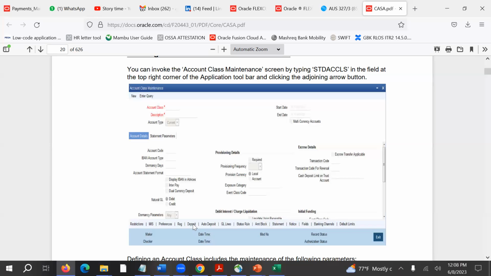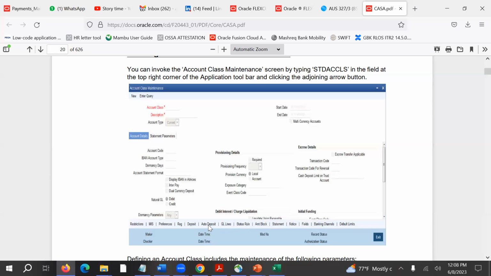However, most of the features are customizable at the account level. Some features are not allowed to be customized, like the minimum amount. It is not possible to customize it at the account level. But the rollover type is something I can override at the account level, the deposit level.